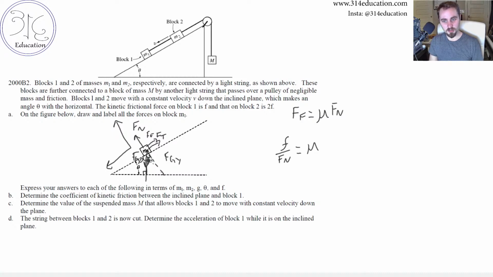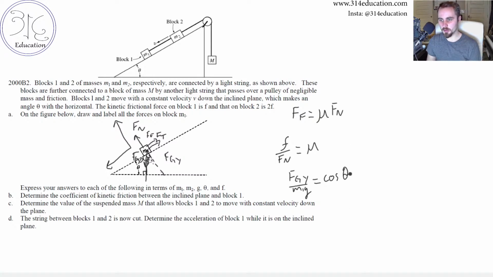Sorry, beta plus this mystery angle has to equal 90 degrees, but beta plus theta is 90 degrees due to them being complements from this original triangle. Therefore, this top angle is our angle theta. So F_gy is adjacent to that angle. We get the relation that F_gy over F_g, which I'm going to plug in the definition of, m1g, is equal to the cosine of theta.